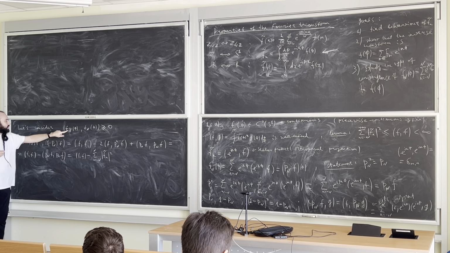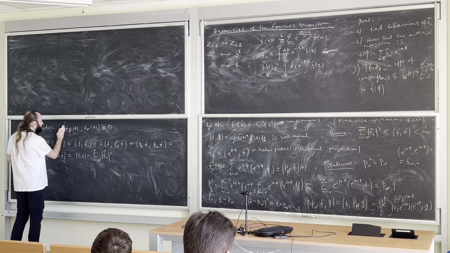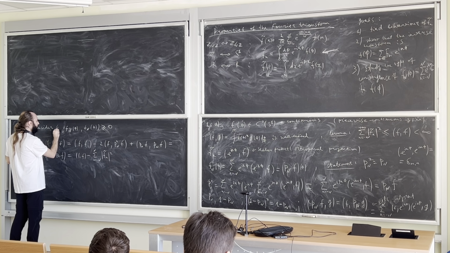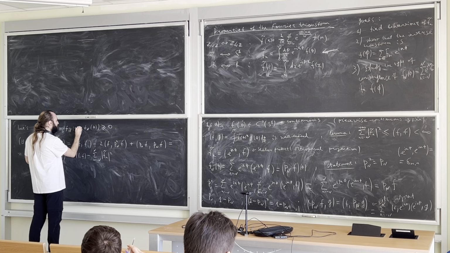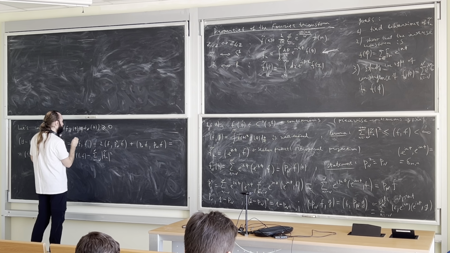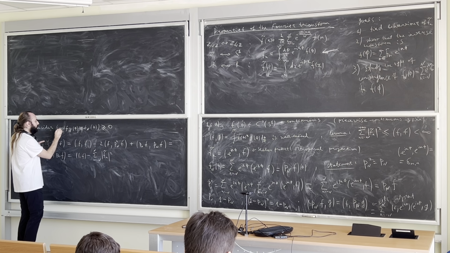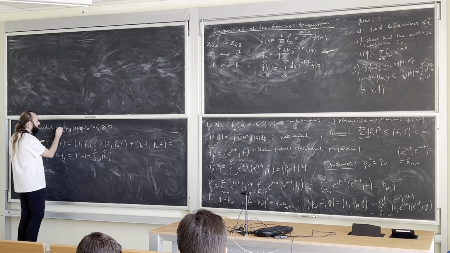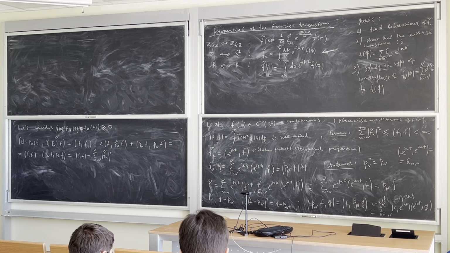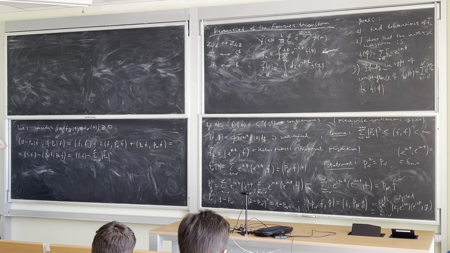I should have written not this, but f minus fn. Sorry. Yes, it's not a remainder; it's a difference. Thank you for noticing this. So it is something that should go to 0 in the limit. So is it fine?